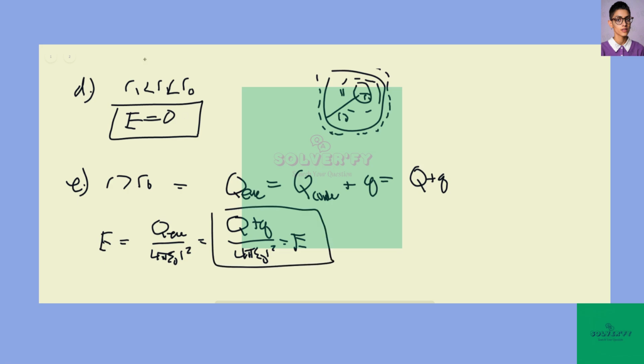That's it. You can see here that it's much easier to calculate these things with the shell being a conductor than if it's non-conducting, when you have to worry about the charges accumulated uniformly across the volume.